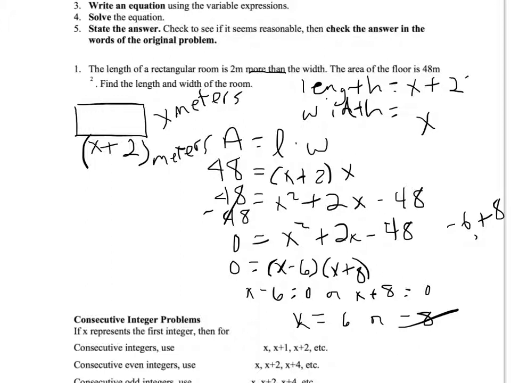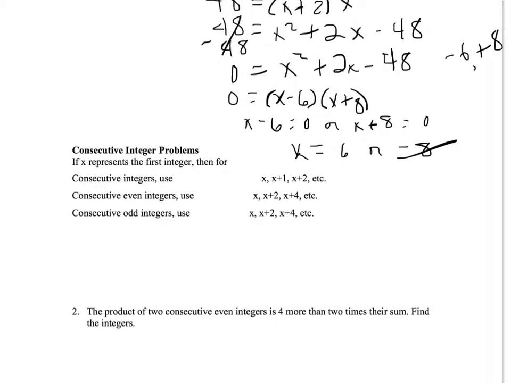And that means I can come back to the top now. My width is 6 meters, and my length would be 6 plus 2, which is 8 meters. Here's where I defined it. I've now given the value for the length and the width, and I check to see if it makes sense in the words of the original problem. If my width is 6 meters, my length is 8 meters, I do know the length is 2 meters more than the width, and if I multiply those together to get area, I do get 48 meters squared. So that would be an example of how to do a rectangular area problem.